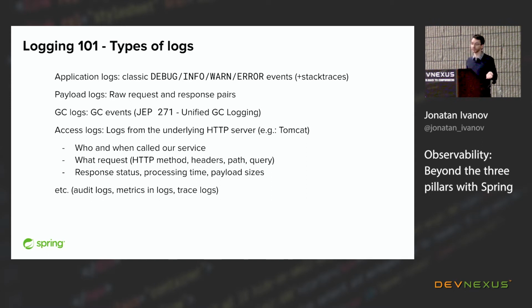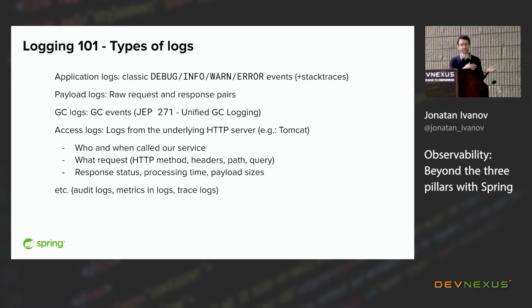But you can also have payload logs. With payload logs, you can basically report or save somewhere the raw request and response pairs. And this is very, very useful if you, for example, want to reproduce something. Because trust me, 99% of the time when your client reports an error, they will say, hey, this failed. What? And why? So being able to track this down is a huge plus.